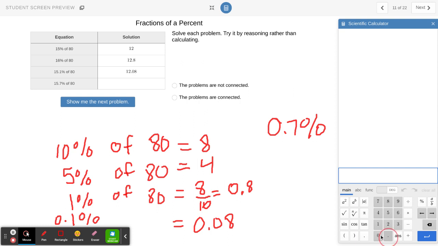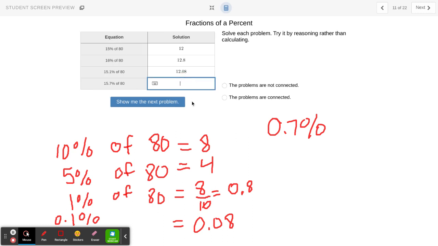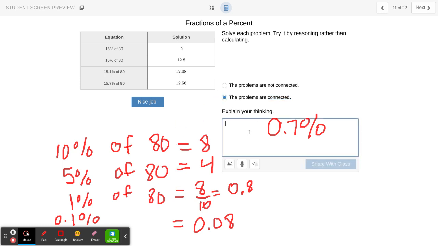So we have 8 hundredths times 7, right? And we get 56 hundredths. All right. So now we know it's 12 and 56 hundredths. All right. And we got them all right. Are these connected? Absolutely. How do we know they're connected? We use 10% to literally find all of the answers for this. Okay. So make sure you write out in some way how you know these are all connected.